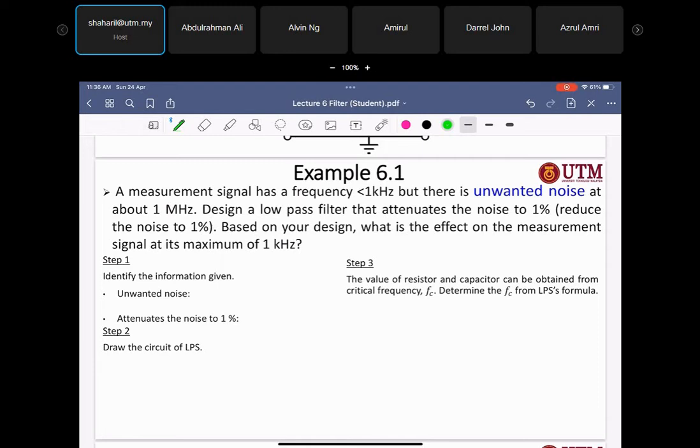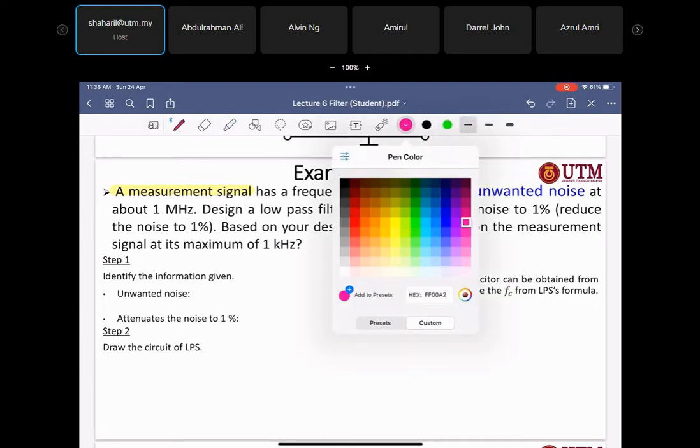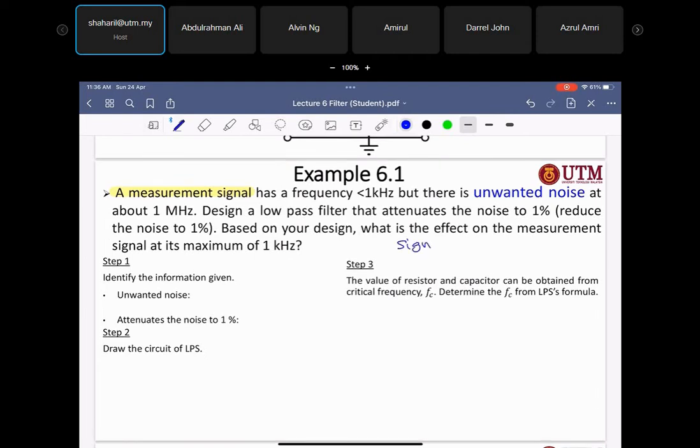Example 6.1. Now you have a measurement signal. The signal has the frequency 1 kilohertz, but there is unwanted noise at the frequency 1 megahertz. Design a low pass filter that attenuates the noise to 1%, reducing the noise to 1%. And based on your design, what is the effect on the measurement signal at the maximum of 1 kilohertz?